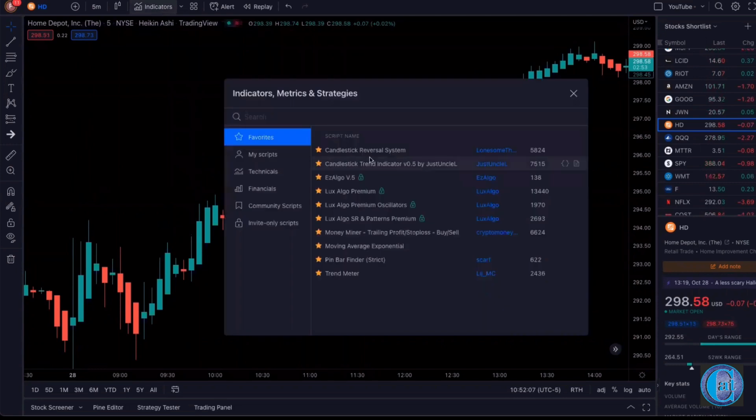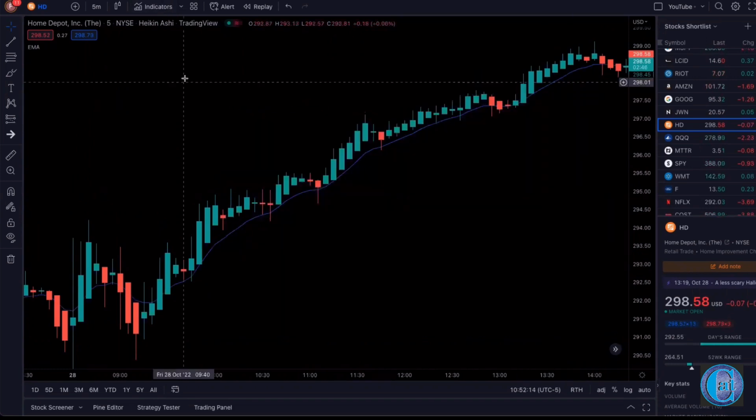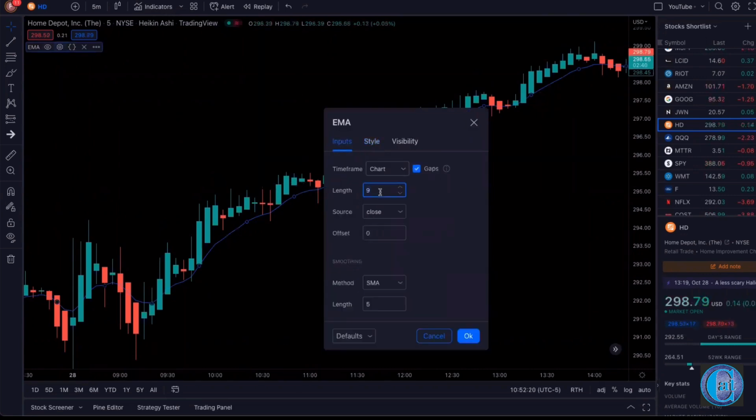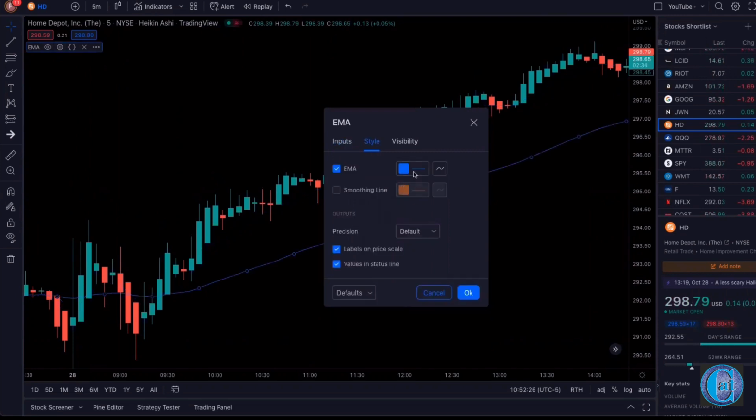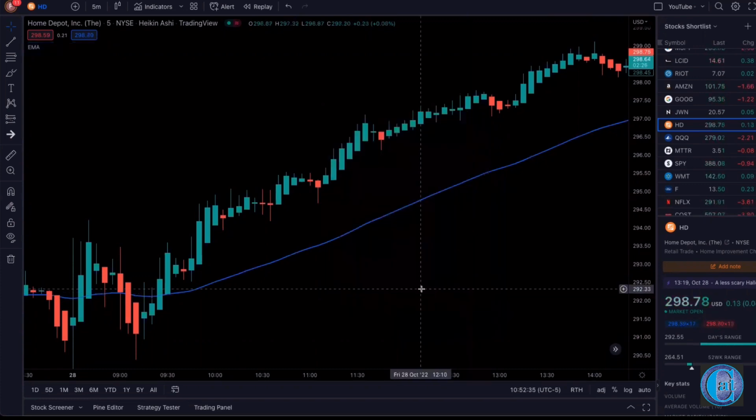So the first thing we're going to do, we're going to add the EMA, the exponential moving average. That's the first indicator we're going to add, and we are going to change the settings. We're going to make this a 50 length instead of 9. Okay, change from 9 to 50 in the inputs. And then in styles, I like my EMA line to be a little bit thicker, so it's a little easier to see. So I'm going to go ahead and change the thickness of it. Click OK. You've got that set up.